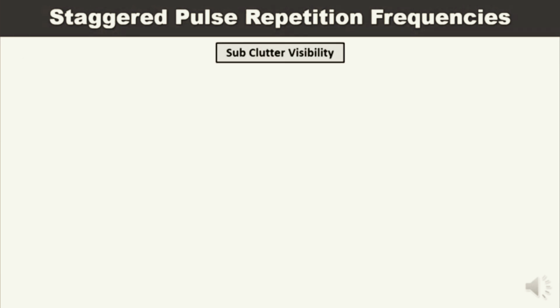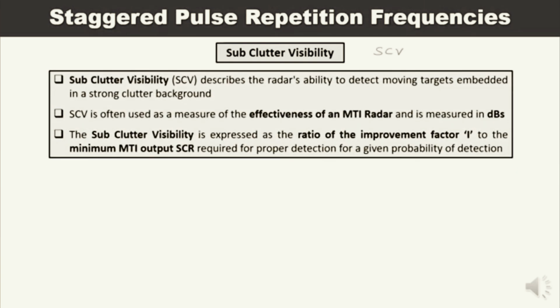Now let us discuss the subclutter visibility. Subclutter visibility, this is denoted by SCV. This is a very important term. Subclutter visibility defines the ability of a radar to detect a moving target when the moving target is embedded into a strong clutter background. Means there is a target that is moving, but in the surrounding there will be certain stationary, non-moving clutters. It may be some building or mountain or anything that could be. So it actually describes how capable the radar is to detect the moving target. SCV is often used as a measure of effectiveness of an MTI radar, and it is measured in dBs.